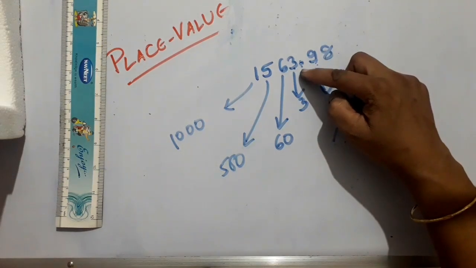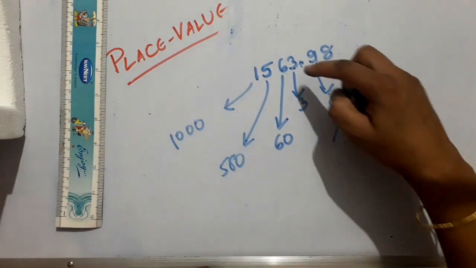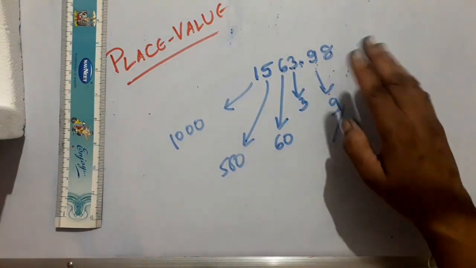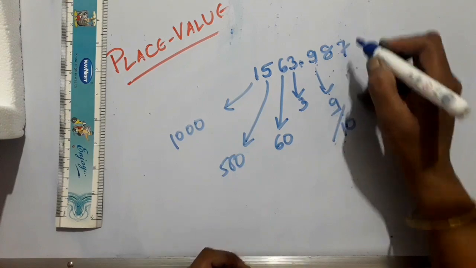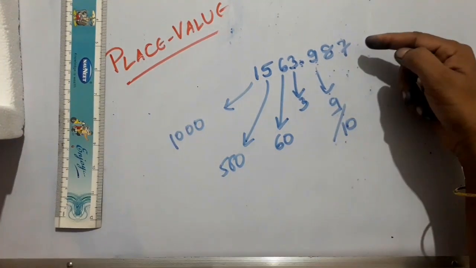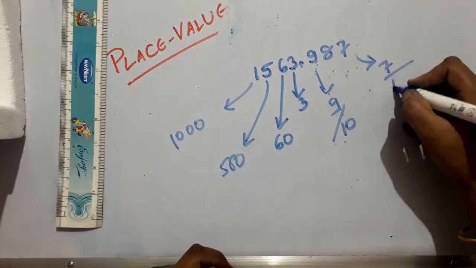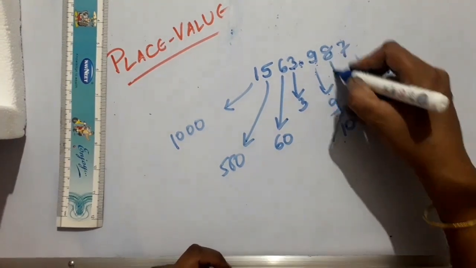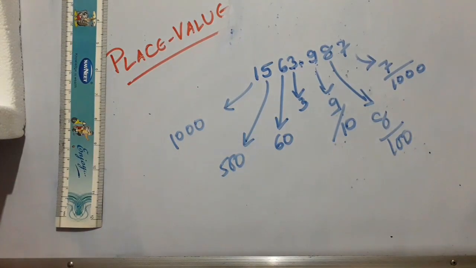If it is after the decimal point second digit, the denominator should be 100. If the third digit after the decimal point is also there, say here this is 7, then the place value will be 7 upon 1000. Place value of this 8 will be 8 upon 100.